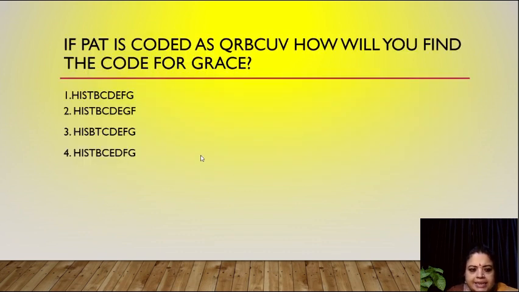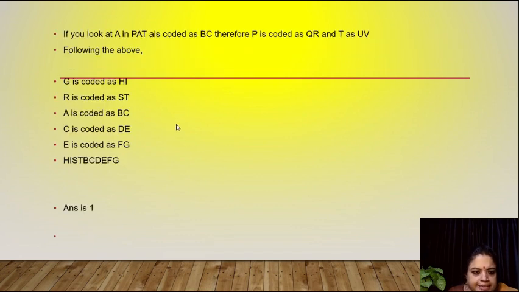Similarly, here you can see, if PAT is coded as QRBCUV, how will you find the code for GRACE? That is the question asked. So here you are given different options. Directly by looking we cannot find it out, so we represent it in table form. Here if you look at PAT, the second letter A is coded as BC, and then immediately looking you can find out that P is coded as QR and T is coded as UV.